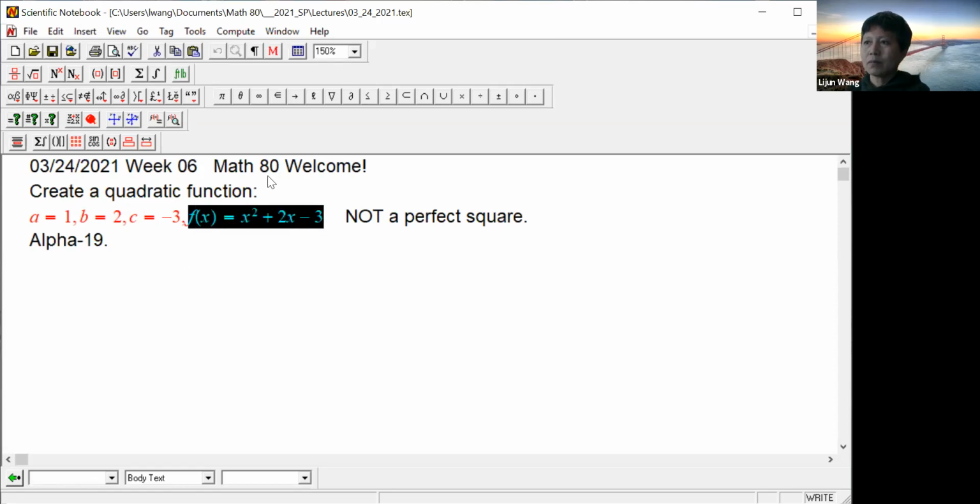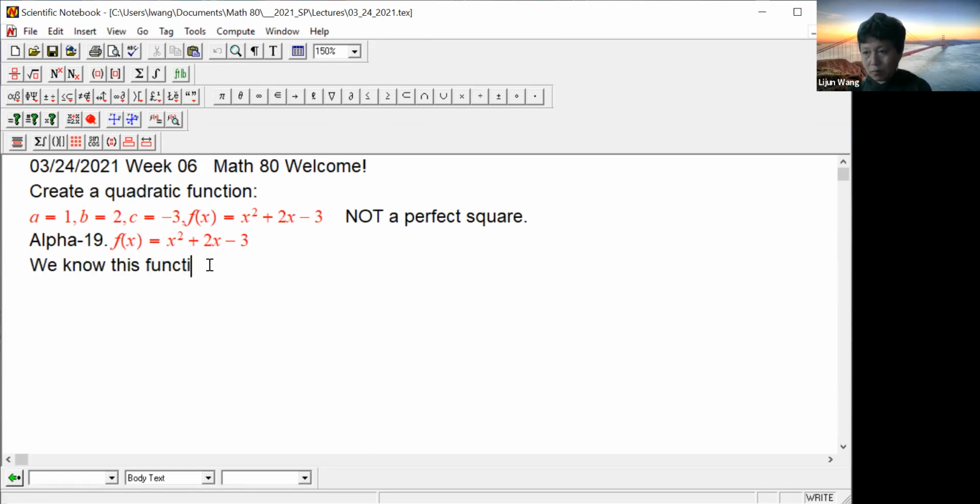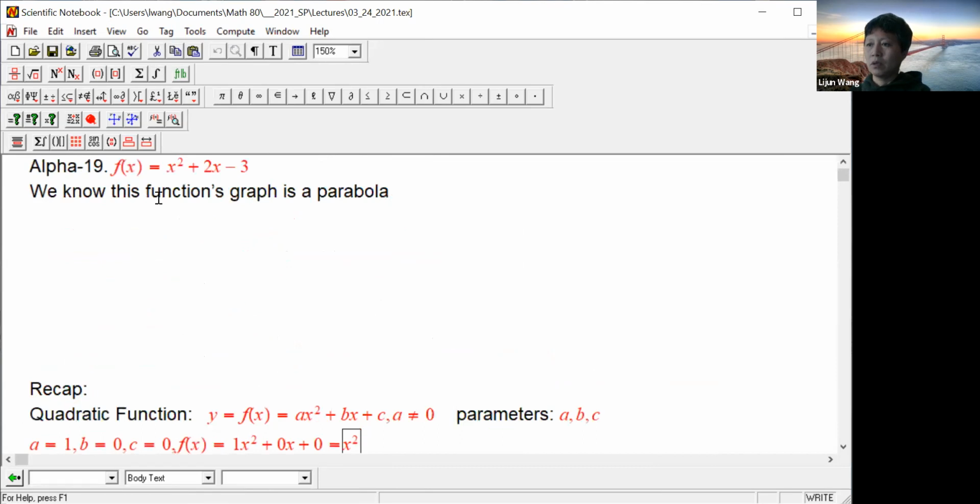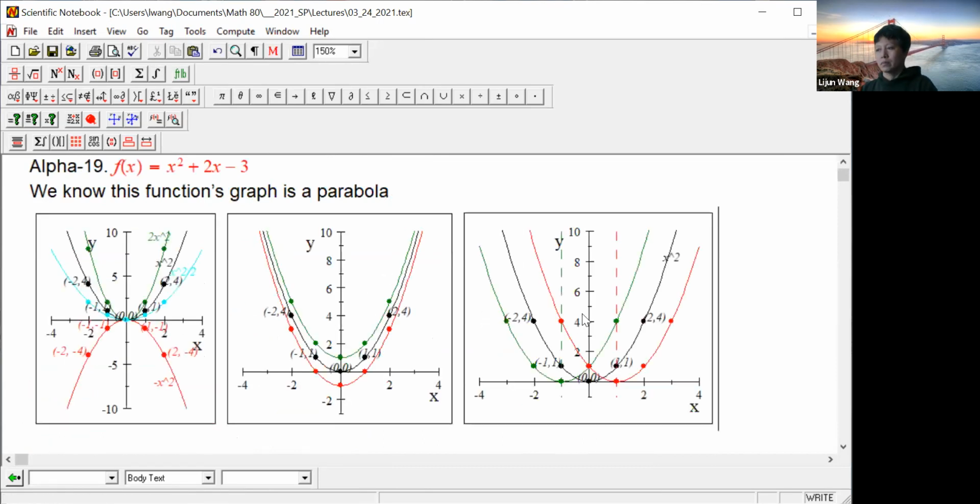One of the things we have seen, we look at this function and we recognize this is something x squared plus something times x minus 3. And first of all, we know this function's graph is a parabola. What is a parabola? All of these pictures are parabolas. We have 8 different parabolas here. I didn't count the x squared twice; the x squared is only counted once.